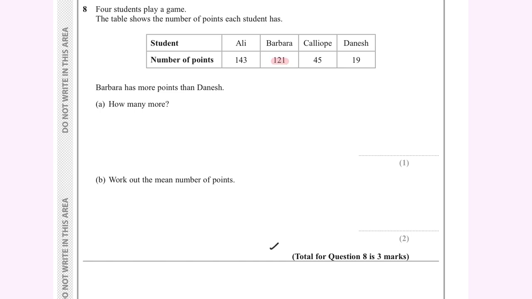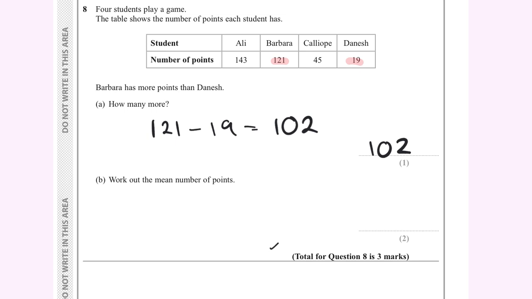So Barbara's got 121. Dinesh has 19. Again, just use your calculator, find the difference. 121 minus 19, 102. Just use your calculator, don't bother doing it yourself. Just write the calculation down so you can show your workings.